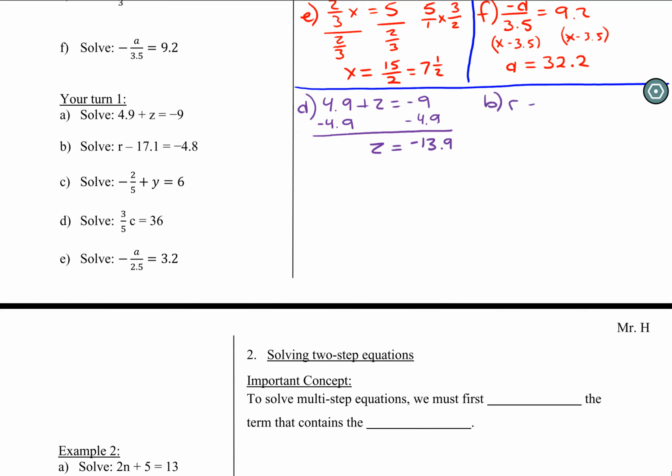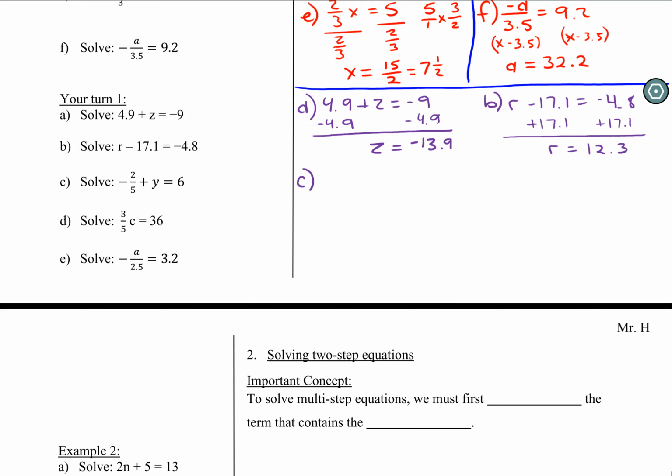For B, we have r minus 17.1 is equal to negative 4.8. We want to get rid of the subtraction of 17.1 by adding 17.1 to both sides of our equation. So that gives us r is equal to 12.3.